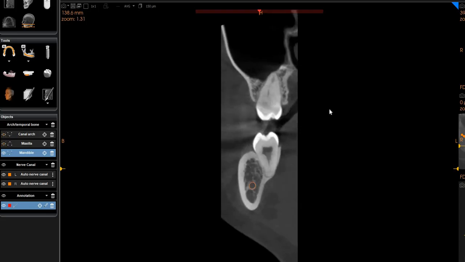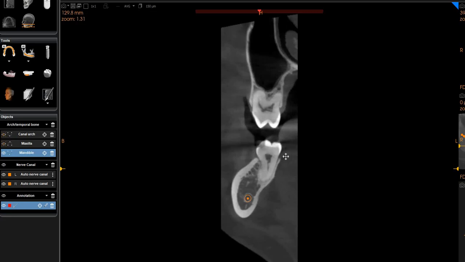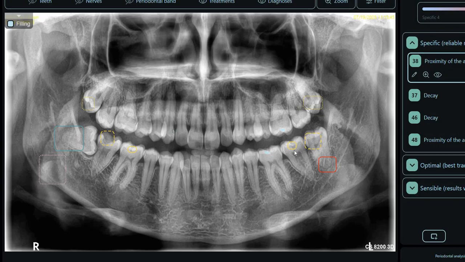Then we do have decay in the 8. You can see that on this view right here, significant decay there. And then moving to the 7, again we see decay in the 7. That's also correct. That's what the AI detected here in the 7.